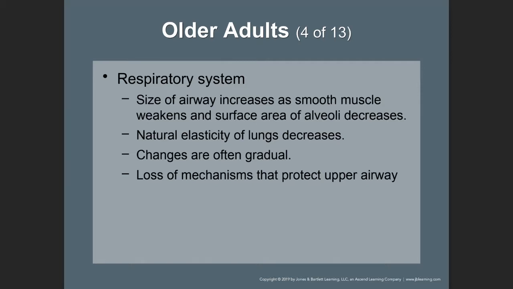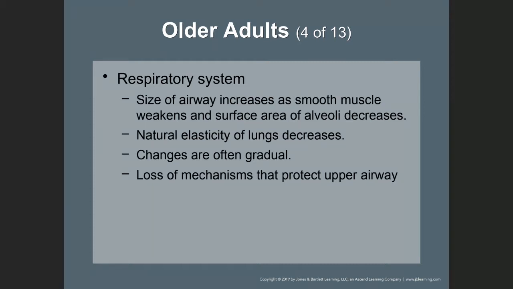The changes are often gradual, so it's not sudden changes. These are changes that will occur over time, but they can be accelerated if the patient is not taking care of themselves. So if they're not healthy, if they have issues with malnutrition, then these changes can be accelerated.